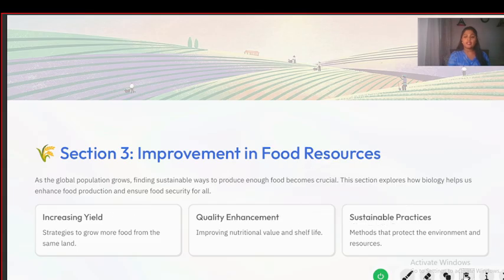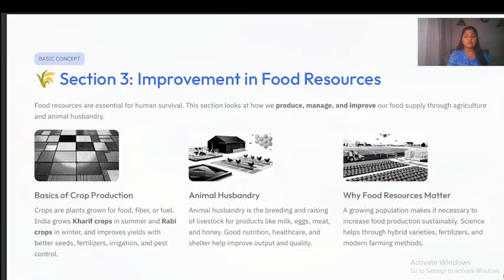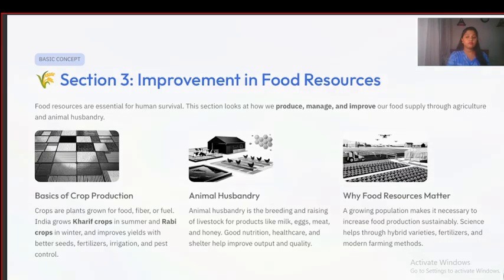Okay, and this is a little bit related to class 10th. It won't be that much related, but generally to understand it is important. Okay, now next, what have we actually learned in it? We have learned about the basics of crop production, animal husbandry, and why food resources matter to us.